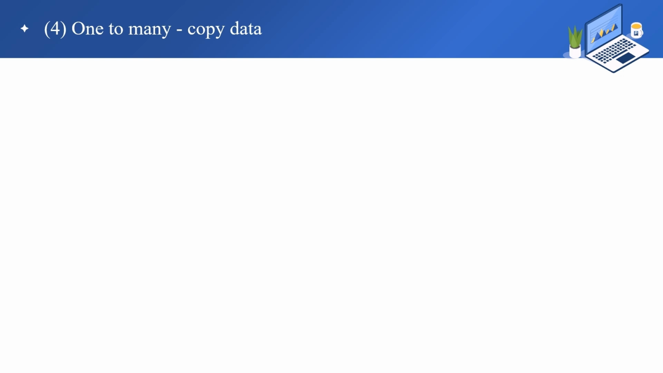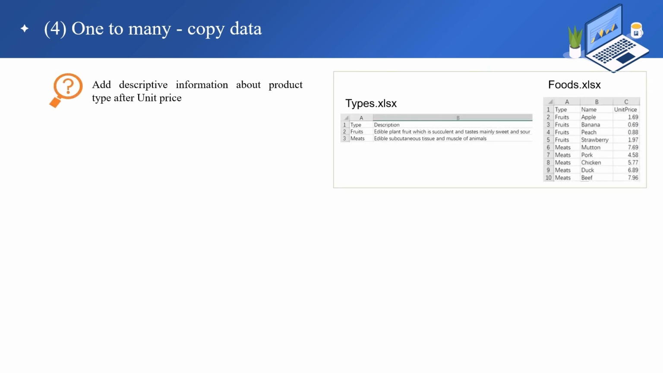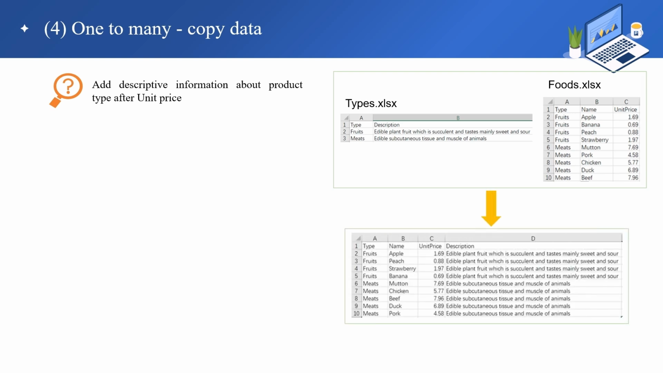4. Horizontal merge, one-to-many, copy data. For example, the types table contains descriptive information about fruits and meats, and the foods table contains price information about various fruit and meat products. One descriptive information corresponds to multiple products. For example, both apple and banana are fruits, and they both correspond to the descriptive information about fruits. Now we want to merge these two tables, and add the descriptive information about the product type after unit price, as shown in the figure.